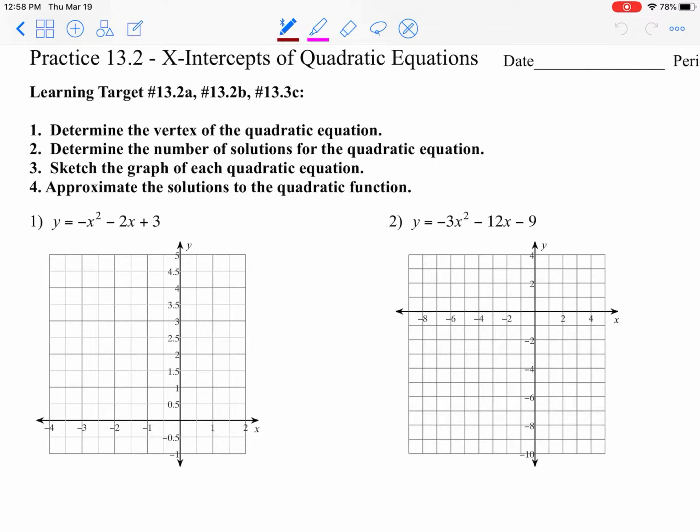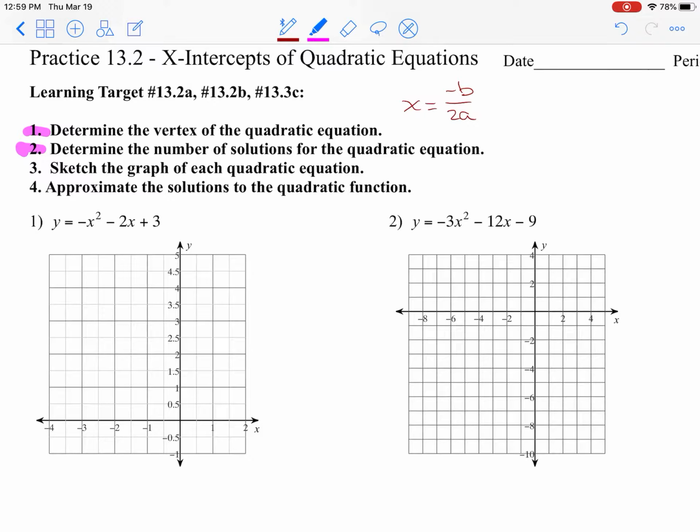Morning. Today we're going to work some problems from practice 13.2, X-intercepts of quadratic equations. As we work these, we have 4 different things that it's asking us to do. Number 1, determine the vertex of the quadratic equation. Remember that we do that by using the formula x equals minus b over 2 times a, and then we substitute that x back into our equation.